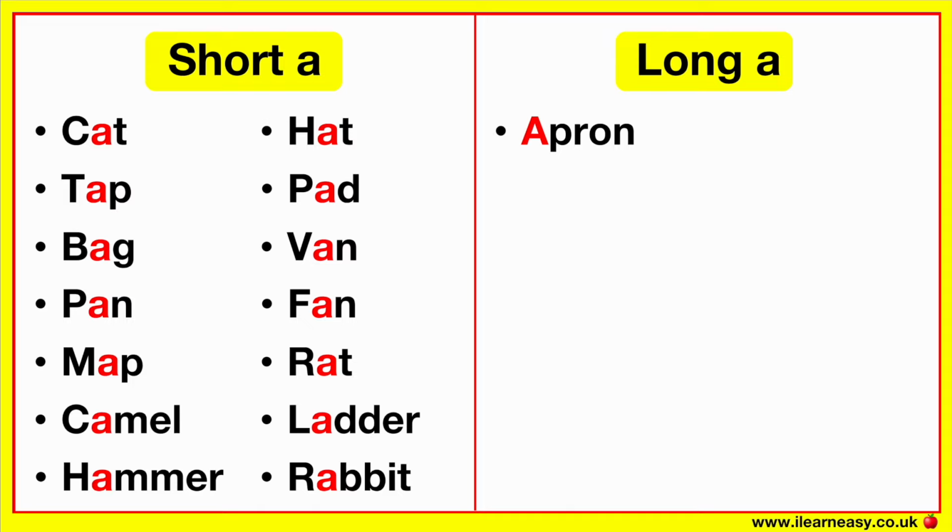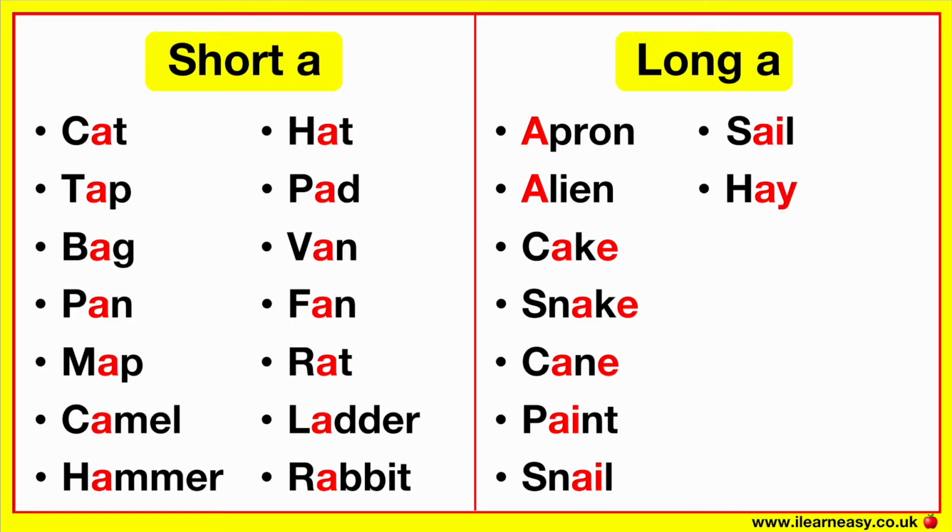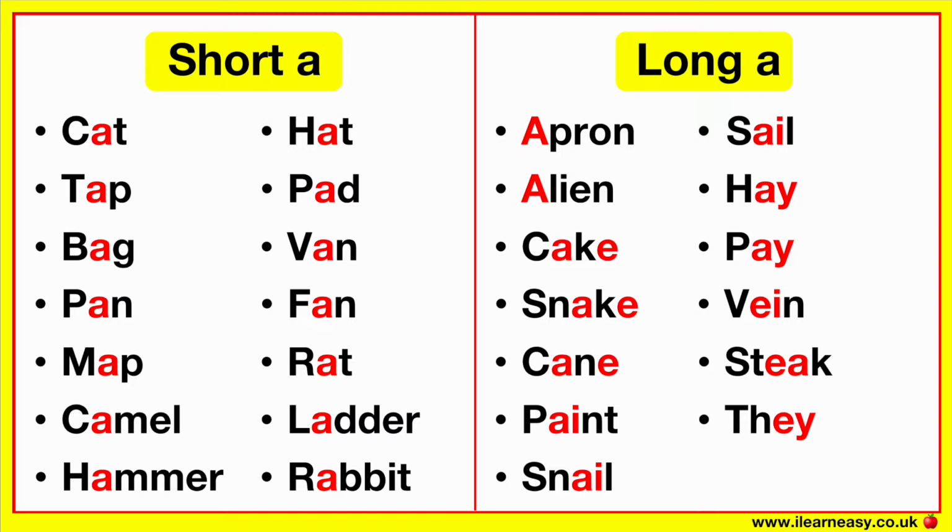Apron, alien, cake, snake, cane, paint, snail, sail, hay, pay, vein, steak, they, wait.